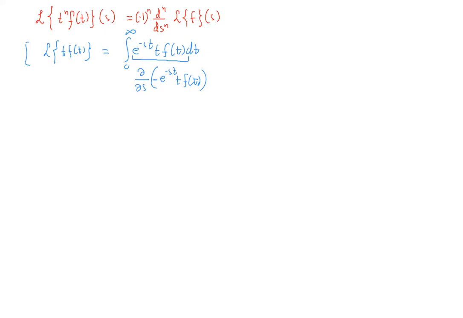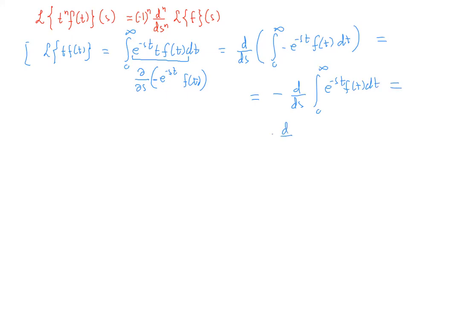And there is a theorem according to which, under good conditions, some appropriate conditions that are satisfied in the case that we're studying, you can actually interchange differentiation with integration. And this pretty much will give you, so you can take this outside. Of course, now the derivative will become an ordinary derivative and you will have the integral from 0 to infinity of negative e to the negative st. Oops, that t is not needed here. f of t dt. And that is going to give you minus d over ds of the integral from 0 to infinity of e to the negative st f of t dt, which is simply minus d over ds of the Laplace transform of f.